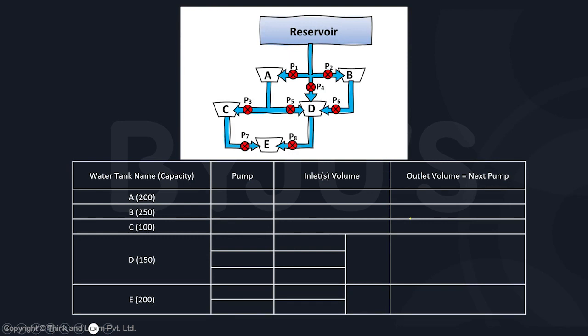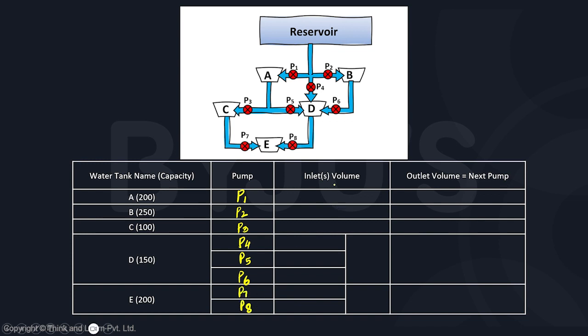So this is what we have. The water tanks are A, B, C, D, E. Their capacities are from the main stem of the set. Now, if you look at tank A, the pump is P1. If you look at B, the pump is P2. If you look at C, the pump is P3. If you look at D, there are 3 pumps associated, which are P4, P5, and P6. If you look at E, there are 2 pumps, P7 and P8.